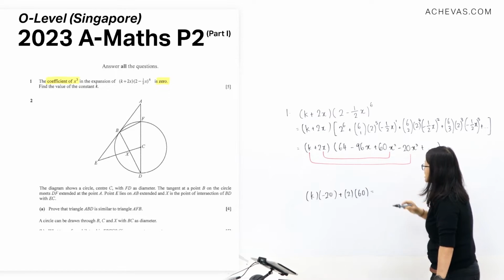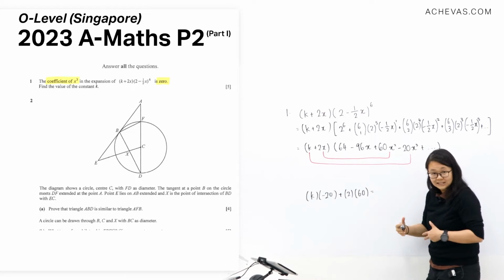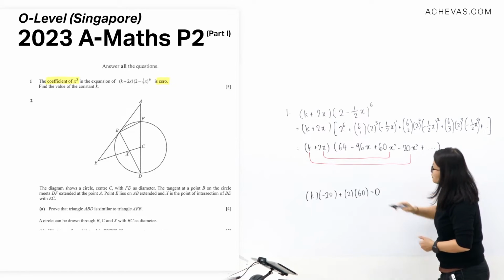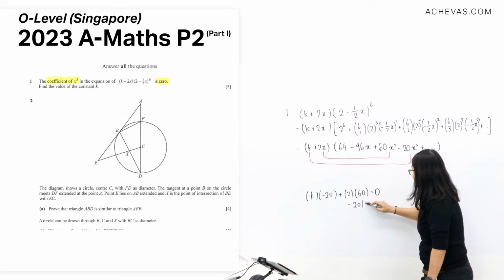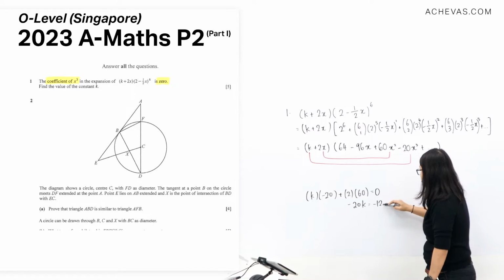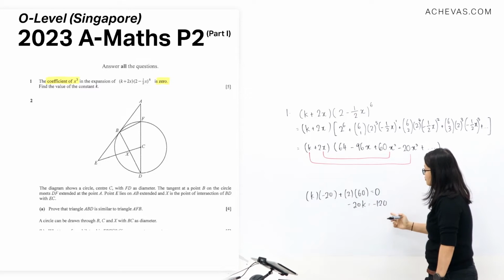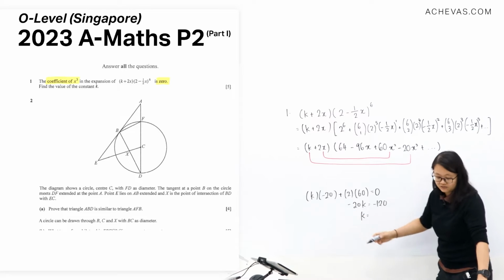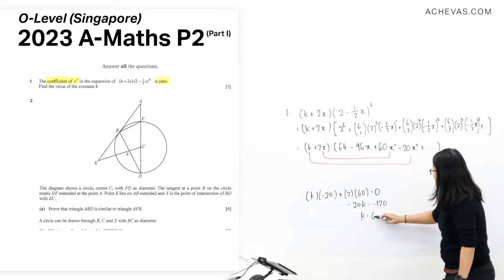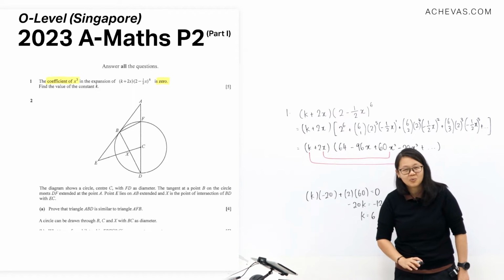And since the question says that it will lead us to a coefficient of 0, let me just input 0 over here. Now solving this one here, I'll have negative 20k plus 120 equals 0. 120 move to the right, so k will be equal to negative 120 divided by negative 20. So I'll be getting a 6 for this question number 1.